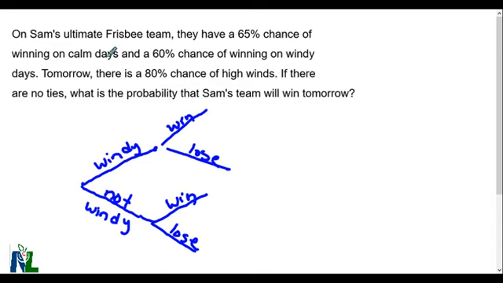It tells us that there's an 80% chance of high winds. So there is an 80% chance of it being windy tomorrow. That must mean that there is a 20% chance of it being not windy. When it's windy, there's a 60% chance of winning. So that's 0.6. So that must mean that there's a 40% chance that they would lose when it's windy. There's a 65% chance of winning when it's calm. So that's 0.65. So this here would be 35%.